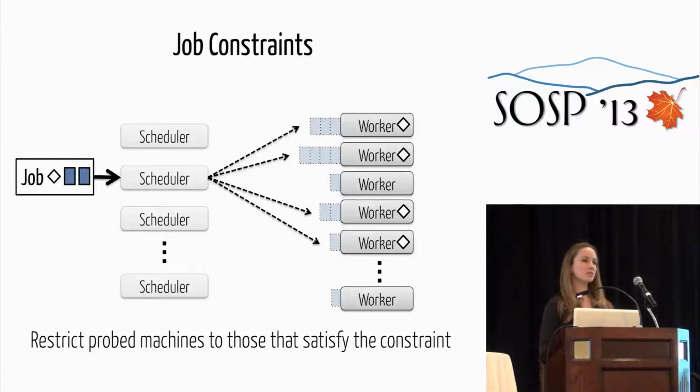The first is job-level constraints. This type of constraint arises when all of the tasks in the job need to be placed on a machine with a particular property. For example, all of the tasks in my job need to be placed on a machine with a GPU. Here, all of the tasks in the job need to be placed on a machine with some diamond property. Sparrow can trivially handle this type of constraint. Rather than randomly selecting the workers from the entire cluster, Sparrow selects the workers to probe from that set of workers that satisfy the particular constraint.